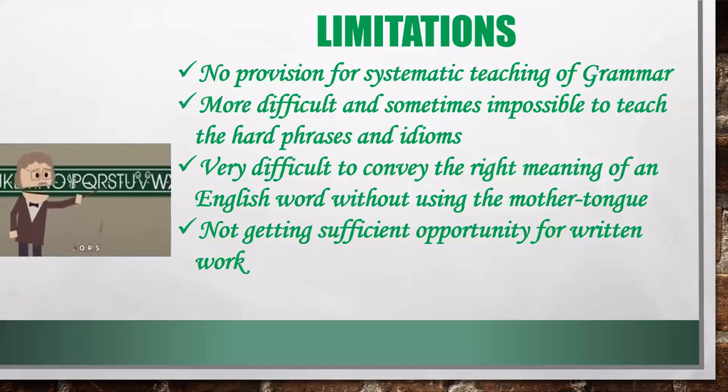Next, this method aims at creating a direct bond between words and ideas, associating words with their corresponding ideas. This kind of associating is possible in the case of a limited number of words. It is more difficult and sometimes completely impossible to teach the hard phrases and idioms by this method. Some words convey more than one meaning. It will become a lengthy and intricate process to teach such words and phrases by this method.